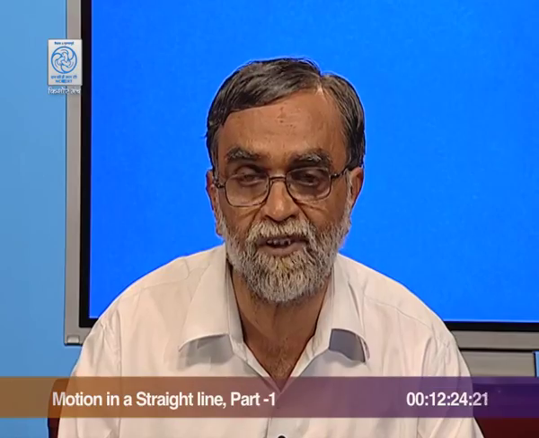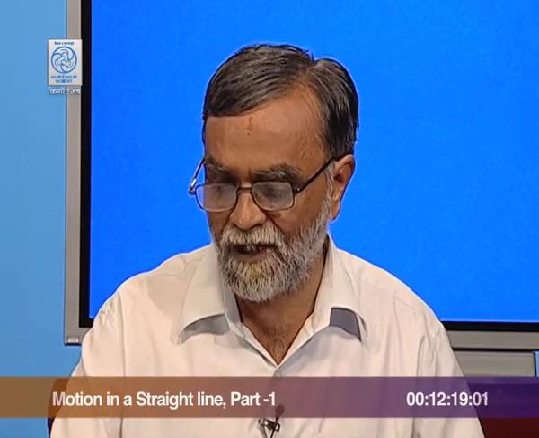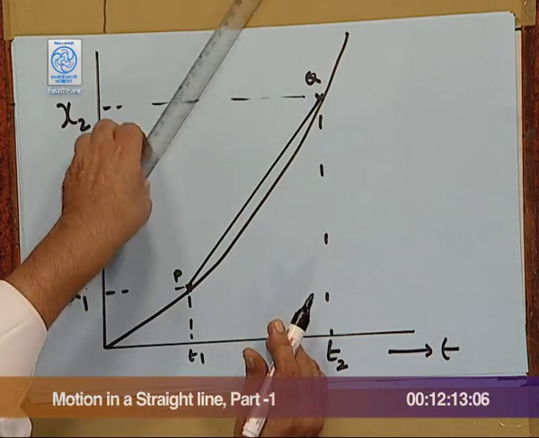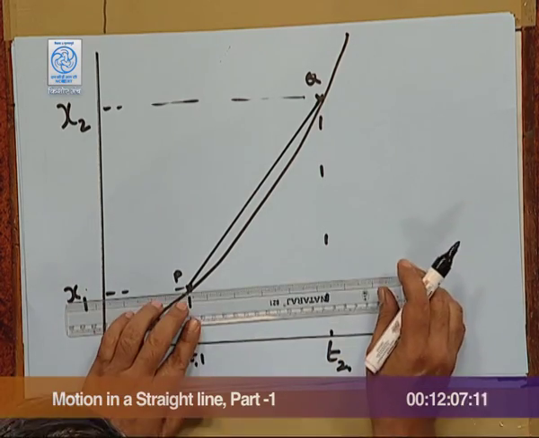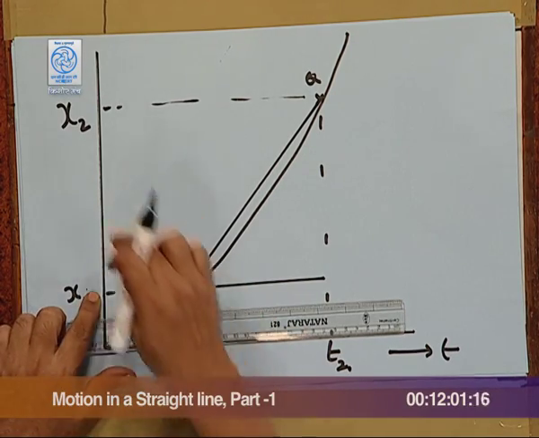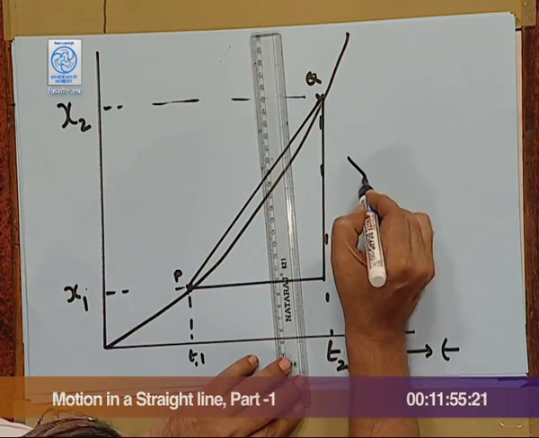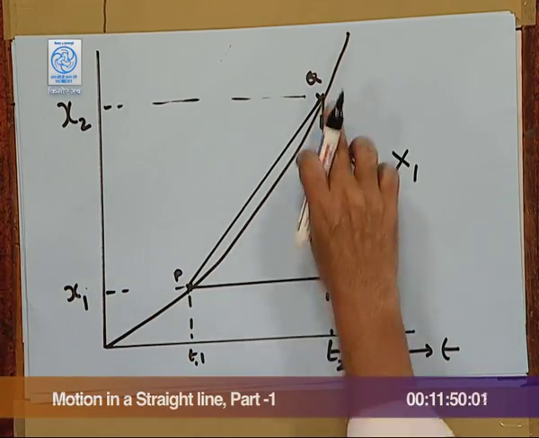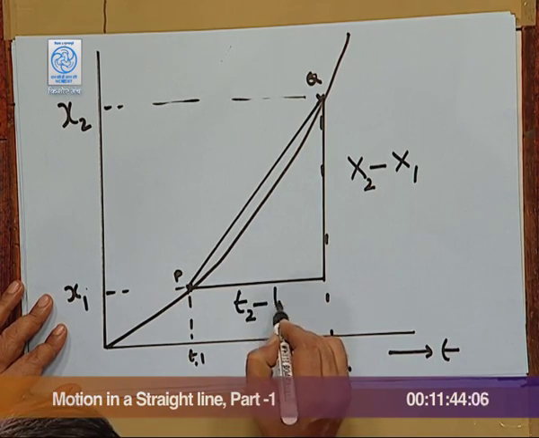The average velocity, how do we represent in the graphical form? You join this point P to Q on the curve by a straight line, as I have done here. Now, in the time interval t1 to t2, the object has changed its position from x1 to x2, which I represent here as x2 minus x1. It represents the change in the position, and this has occurred in the time interval t2 minus t1.